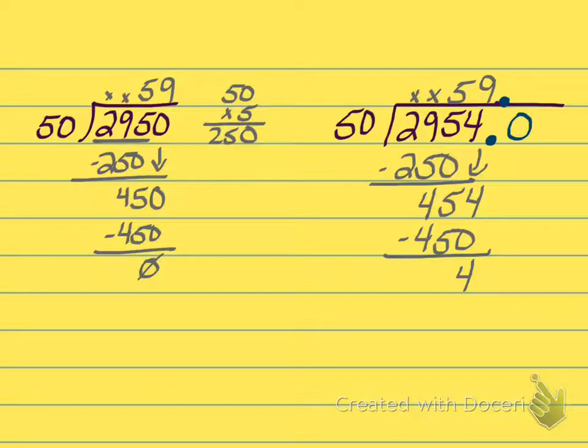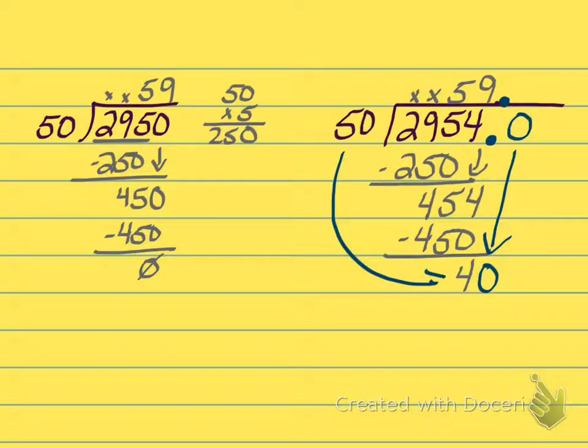So now that we added a 0 to our problem, it did not change the value of this problem at all. We just added a 0 after a decimal point so we can finish this. So we're going to drop down that 0 to my 4, which created a 40. And now we start dividing all over again.